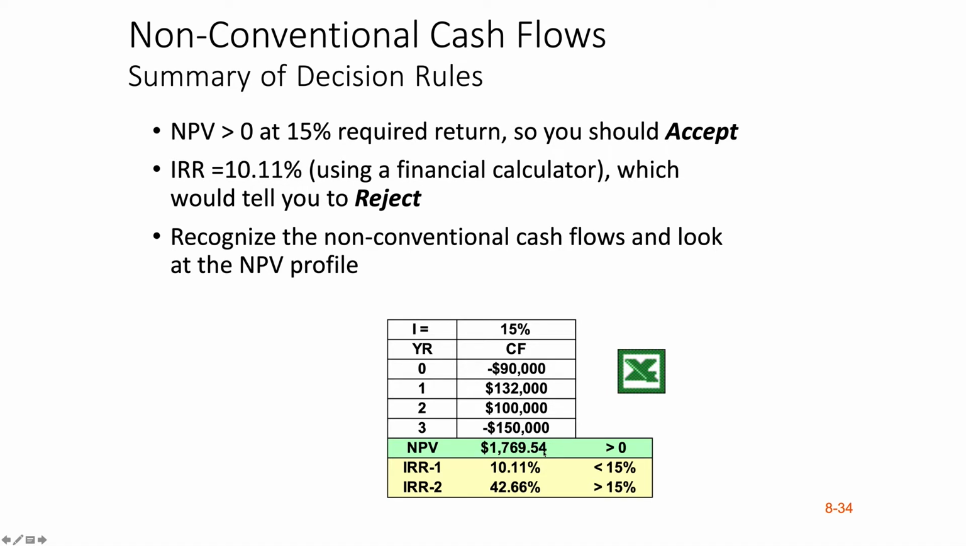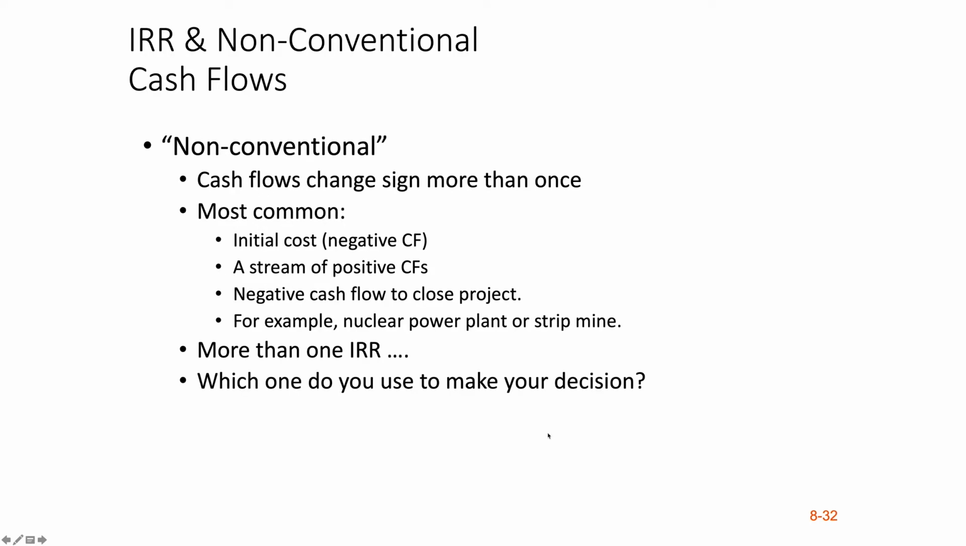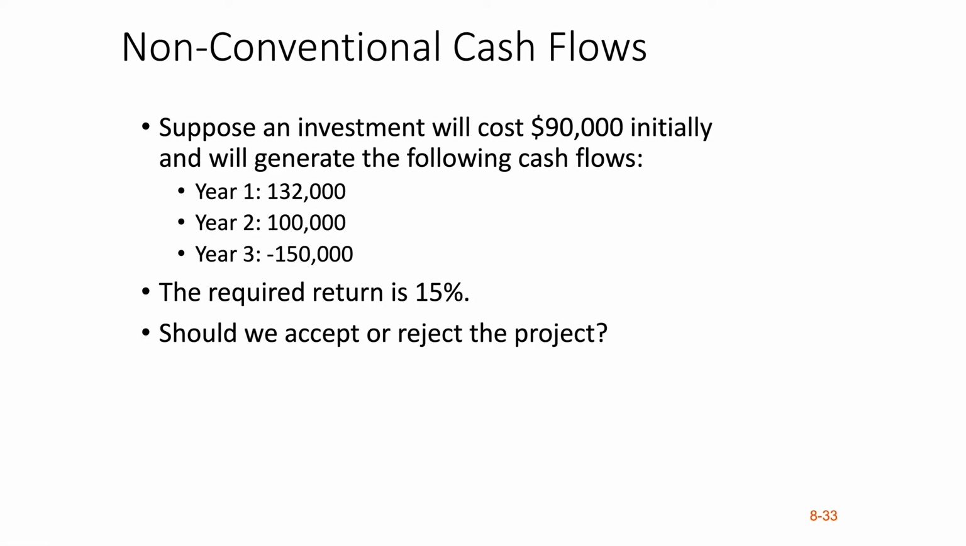But on the other hand, it depends on what discount rate we use, right? If the discount rate we are using is more than 15%, then when we do the calculation of the internal rate of return, actually, I'm sorry, in this case, you have two internal rates of return for this non-conventional cash flow. One is 10.11, the other one is 42.66.